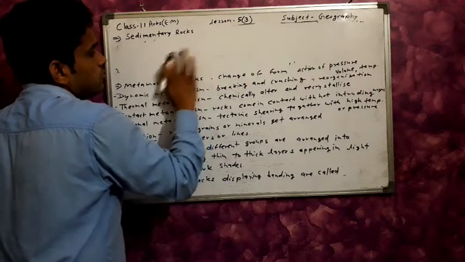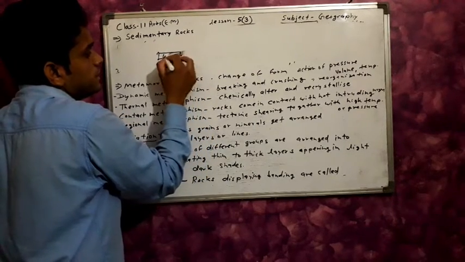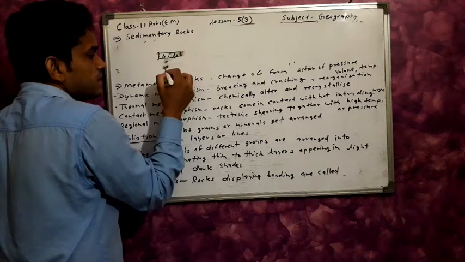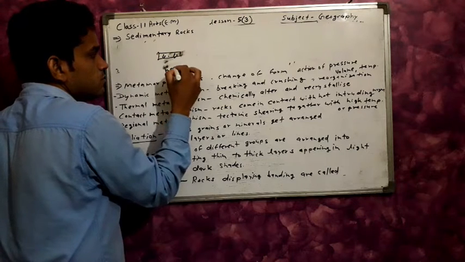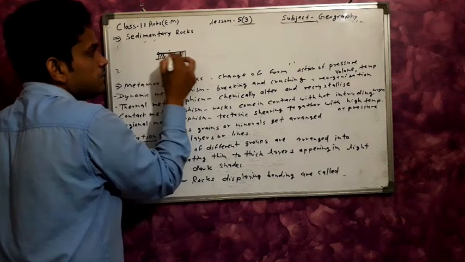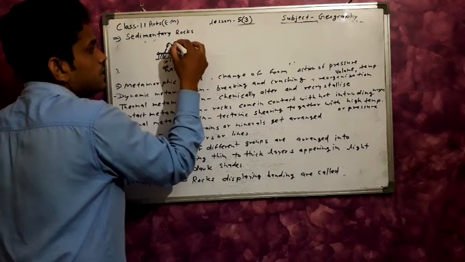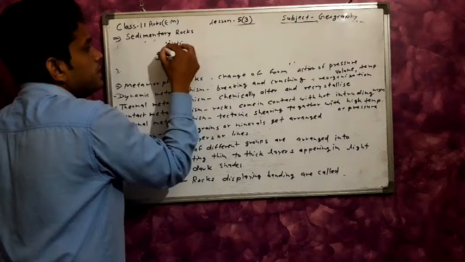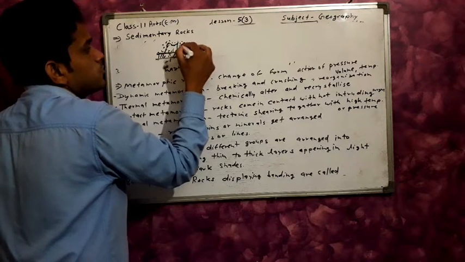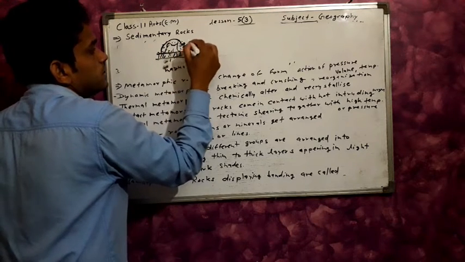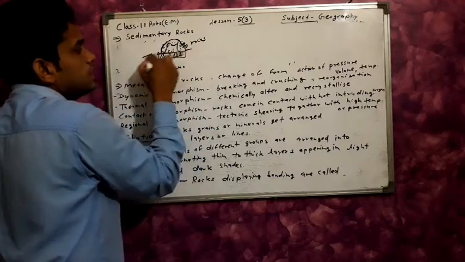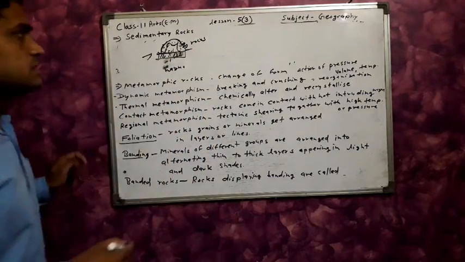First of all, igneous rocks. On the Earth's surface, the magma comes out in the form of lava. Then the magma spreads, and through cooling and solidification, rocks form. This type of rock is known as igneous rock.